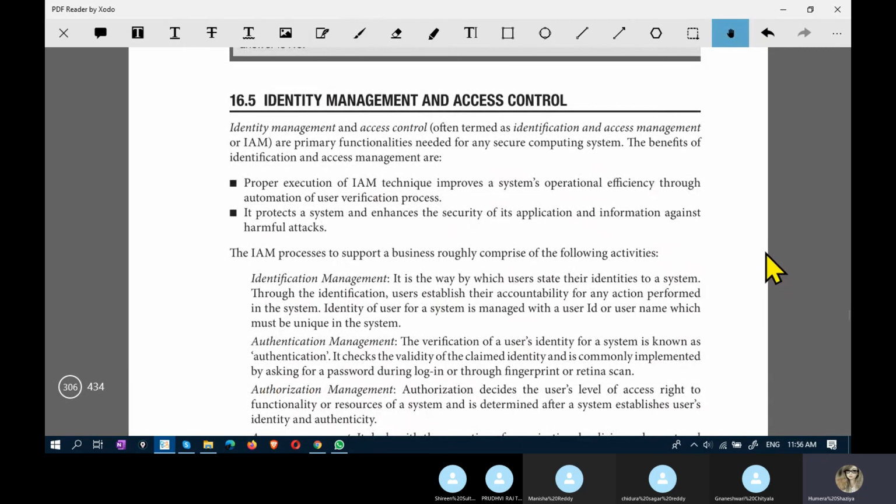Service level agreement. This identity management and access control we will study tomorrow. Tomorrow we'll try to complete this chapter.